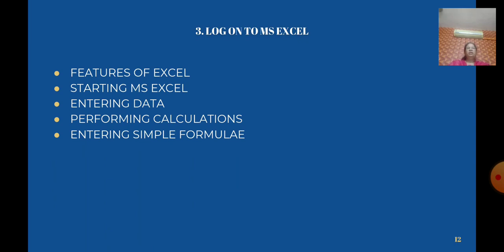Now next one, log on to MS Excel. How to start MS Excel, all of you know. You will click the start button, programs and accessories, and here you will select Microsoft Office. So what are the features of Excel? Microsoft Excel is the most popular spreadsheet software, that is Microsoft 2007. Here you can organize, calculate, and analyze the data in rows and columns. What are the features of Excel?